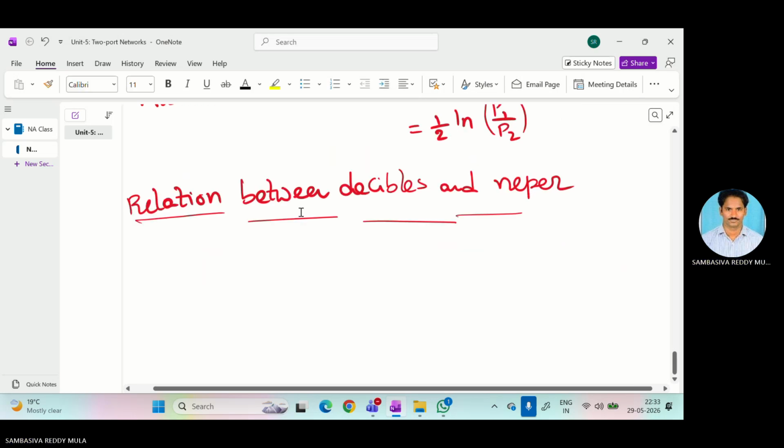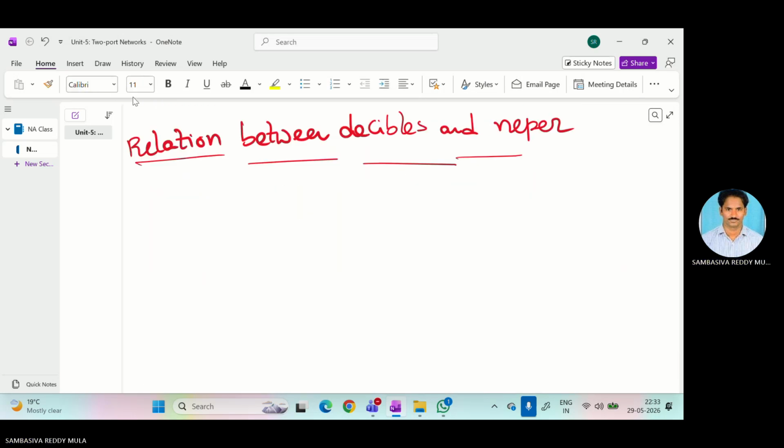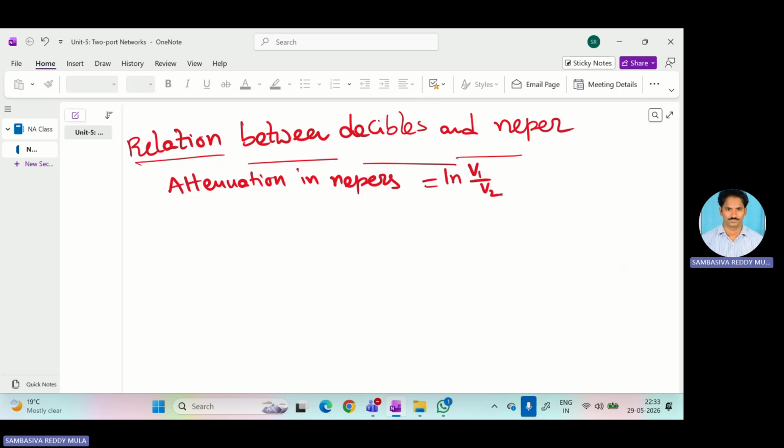So let us see. Here attenuation in Nepers is given by ln of V1 by V2, whereas attenuation in dB is 20 log base 10 of V1 by V2. So this ratio is the same. Voltage is measured in volts only, so V1 and V2 values remain the same.